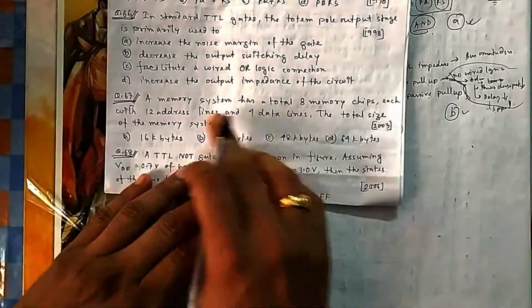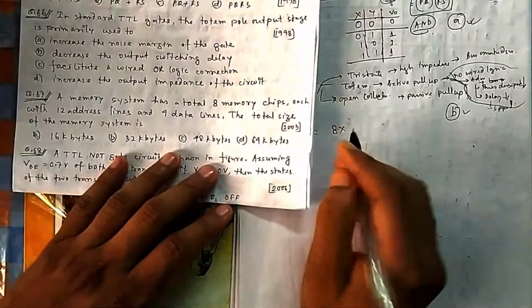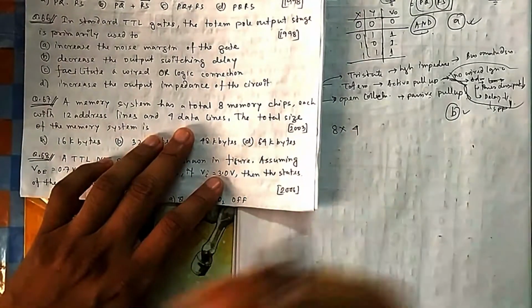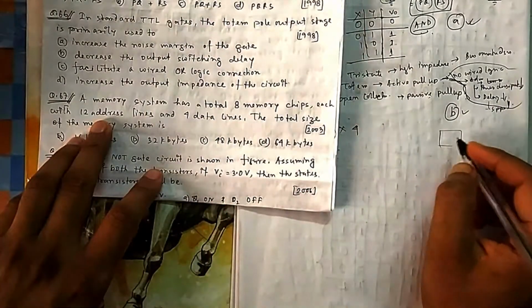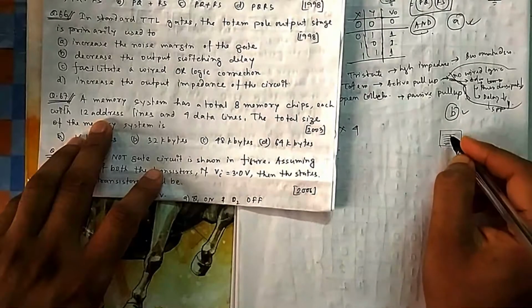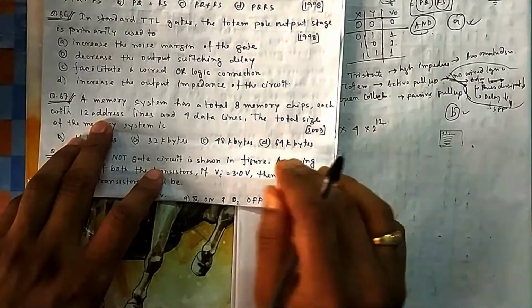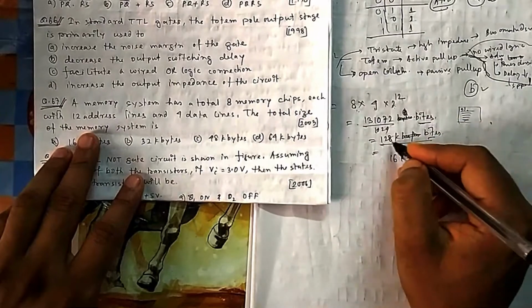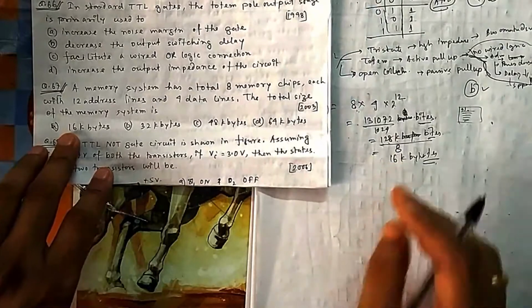Now 67. The memory system has 8 memory chips, each with 12 address lines and 4 data lines. What is the total size of memory? There are 8 memory chips, so 8 into each chip. There are 4 data lines, and for each data line, there are 12 address lines. Each address line can take 0 or 1, so 12 address lines means it can take 2 to the power 12. So this much bits you will get in total. If you divide it by 1024, you will get 128 kilobits. Because the options are given in bytes, divide by 8, then you will get 16 kilobytes.